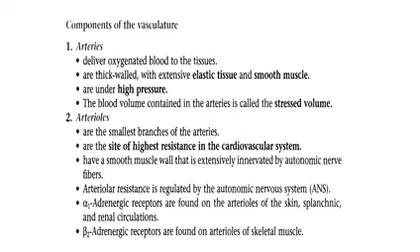So in the circulation, there are two major blood vessels which come into existence. One is the artery, which carries oxygenated blood, and one is the vein, which carries deoxygenated blood. The arteries deliver oxygenated blood into the tissues. They are thick walled, they have extensive elastic tissue, and they have smooth muscle. They are under high pressure since they are directly in contact with the left ventricle pressure.